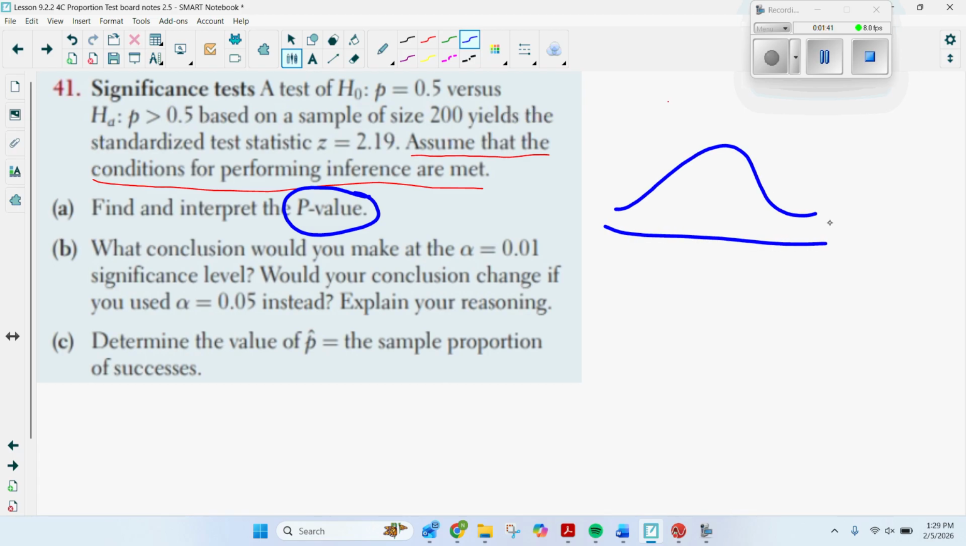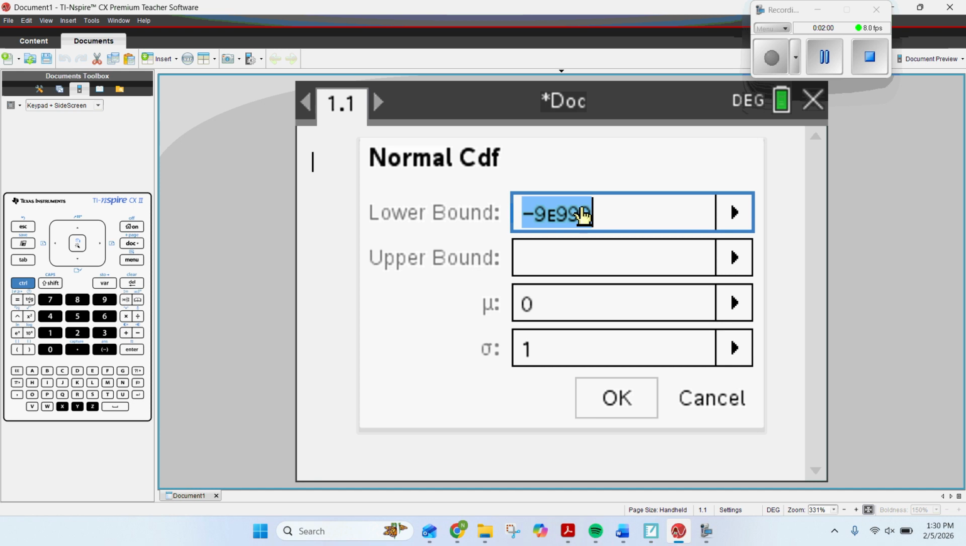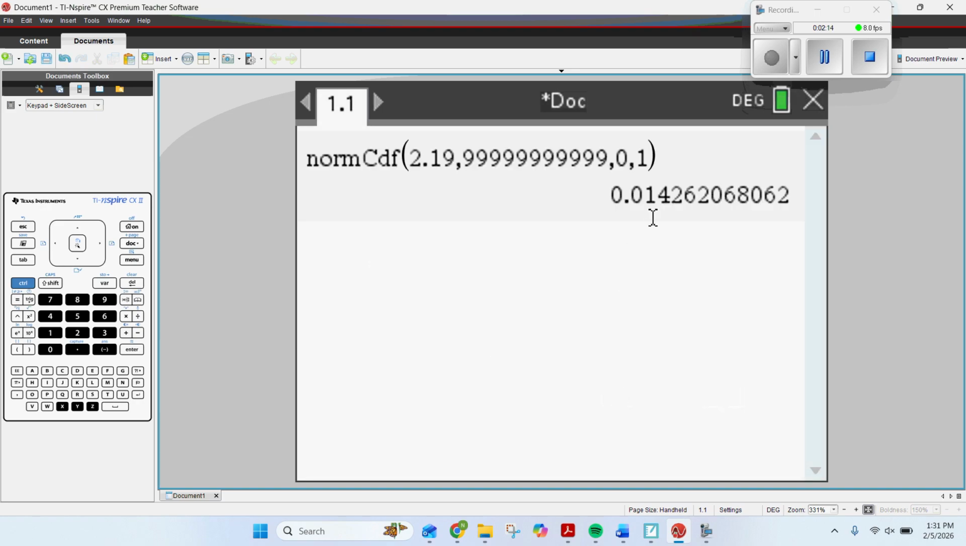Basically, this is asking me, doing a really rough sketch here, all right, so it's a really rough sketch, but that's basically what I'm finding. So in the calculator, I have my lower bound is 2.19. My upper bound is infinity because it was a greater than question. My mean and standard deviation are 0 and 1 because it is a Z-score, and that is the mean and standard deviation of all Z-scores. So my p-value is right here, 0.014, or you could say 0.0143.